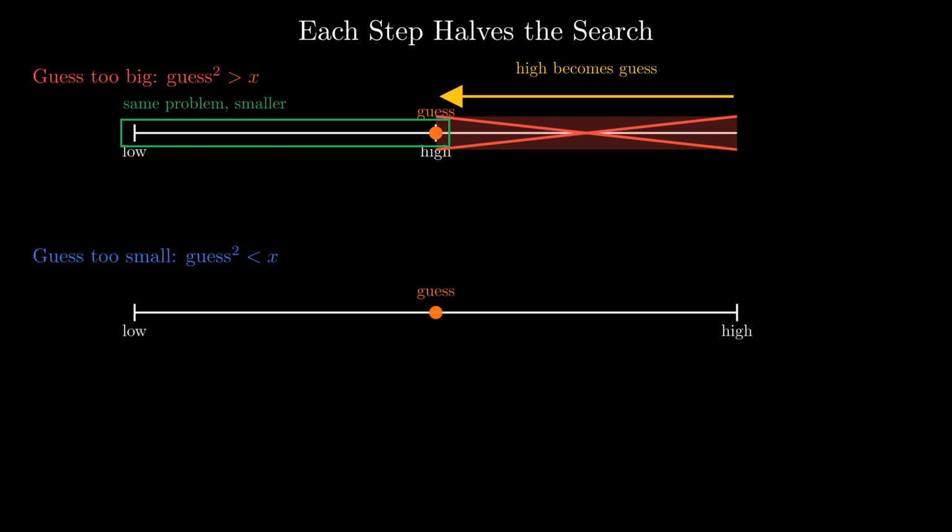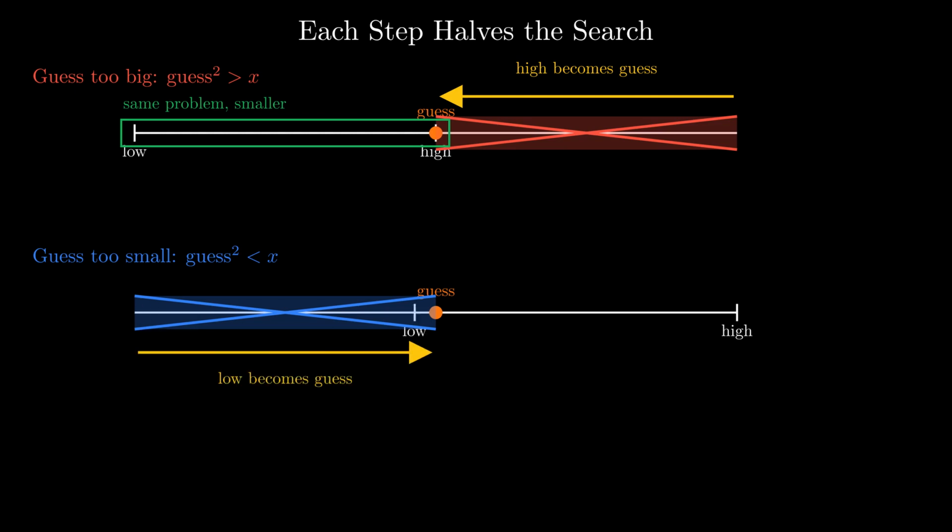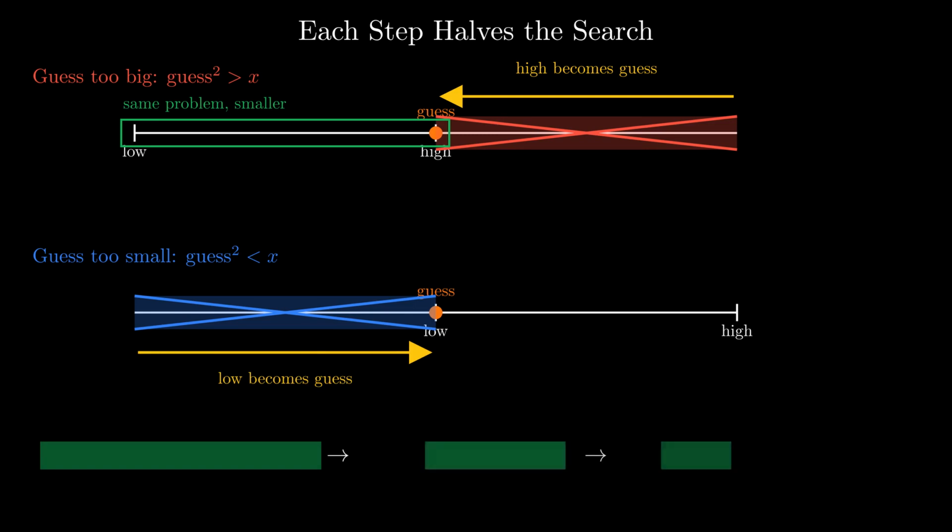Suppose instead the new guess squared comes out less than x. Then nothing below this guess could be closer to the answer, so we discard the lower half. Either way, at every stage the number of values left to search is half of what it was before.